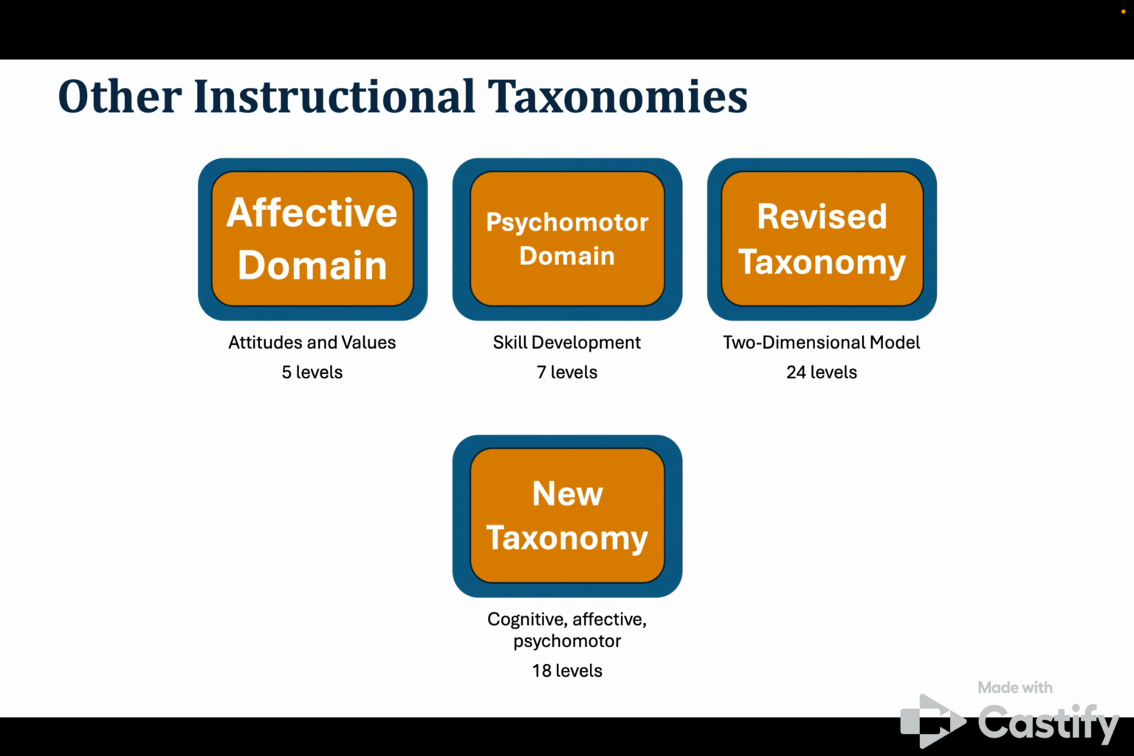learning. Finally, the new taxonomy, which was developed by Marzano and Kendall in 2006. Like the revised version, it also uses a 2-dimensional model, but it combines the cognitive, affective, and psychomotor domains. It has 6 levels with 3 domains of knowledge, resulting in 18 different possible levels of learning. These new taxonomies were created to improve on Bloom's taxonomy, but instead, they are very complicated and they're not widely used today.